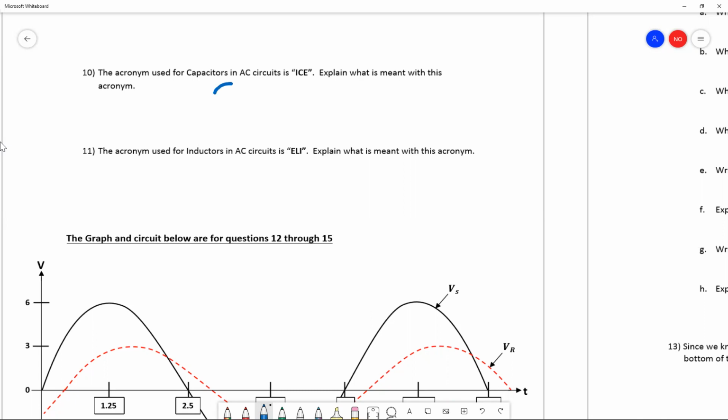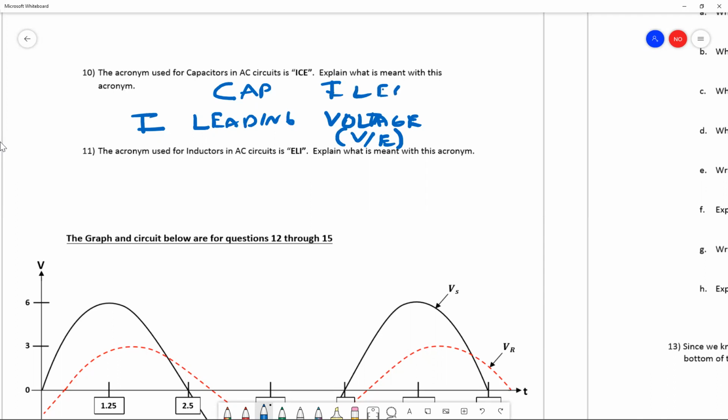What ICE means is that in capacitive circuits, that's what the C is for, you have current I leading voltage. So remember, voltage can be represented with a V or with an E, and that's what the E is for. Current is represented with an I. So current leads voltage, I leads E. So what does that mean?